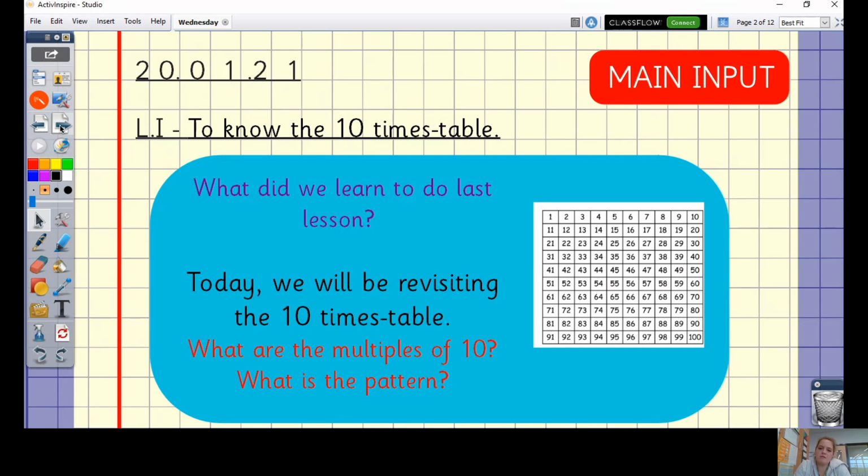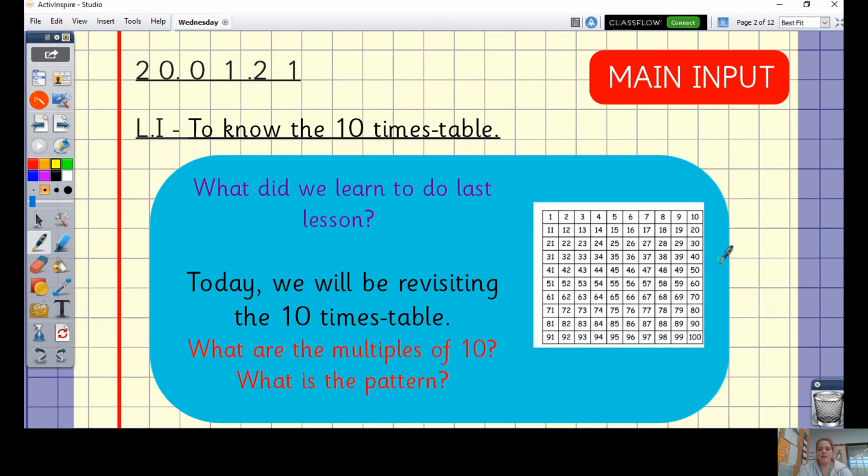So what are the multiples of 10? And can you notice a pattern? Pause the video here and have a little look on the 100 square. Can you spot the multiples? Okay, hopefully you've had some time to explore those multiples of 10 and hopefully to find a pattern.